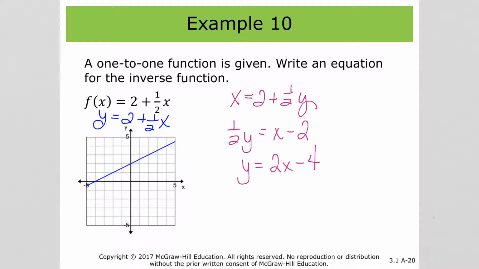Now, how do we denote that? f of x is equal to 2 plus 1/2 x. Well, the inverse, we say f to the negative 1 of x is equal to 2x minus 4. Now, we're not really going to the negative 1 power or anything, okay? So don't think that it's an exponent like that. That's just how it's denoted.